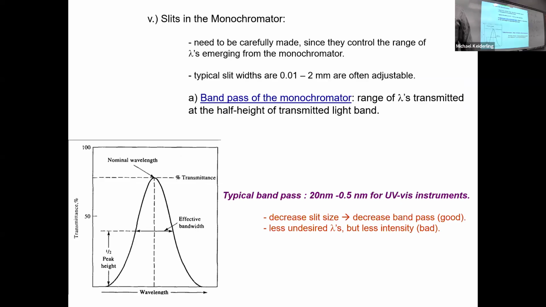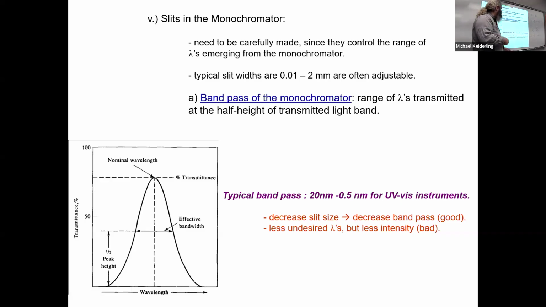And the slits in the monochromator need to be carefully made since they control the range of wavelengths emerging from the monochromator. Typical slit widths are 0.01 to 2 millimeters, and they're often adjustable. The bandpass of the monochromator is the range of wavelengths transmitted at the half height of the transmitted light band. So there's a peak that's transmitted. Halfway up, that's the bandwidth. A typical bandpass is 20 nanometers to 0.5 nanometers for UV visible instruments.